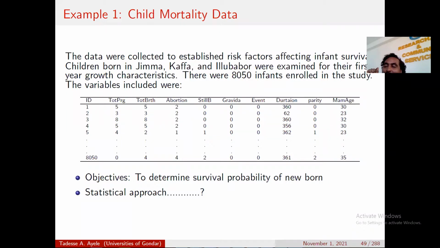Together, if we have variables and data, we have a research question and objective. The objective is to determine the survival probability of newborns. So this data was collected to answer this objective. My question for you is: what is the appropriate statistical approach? If you are the one who collected the data, what method are you going to choose to analyze and generate information?